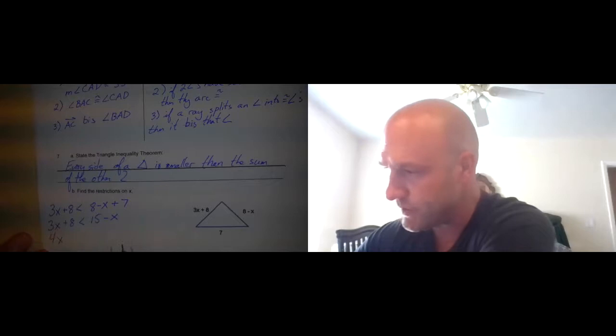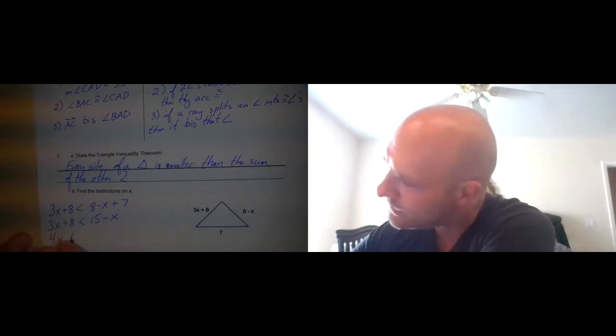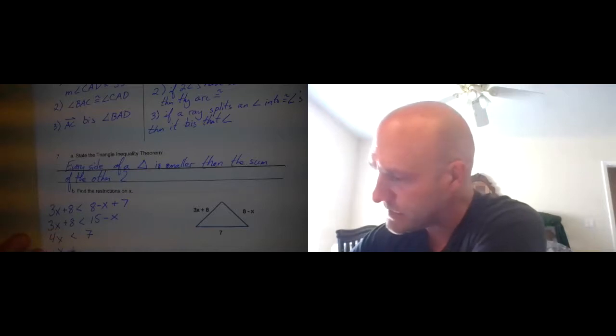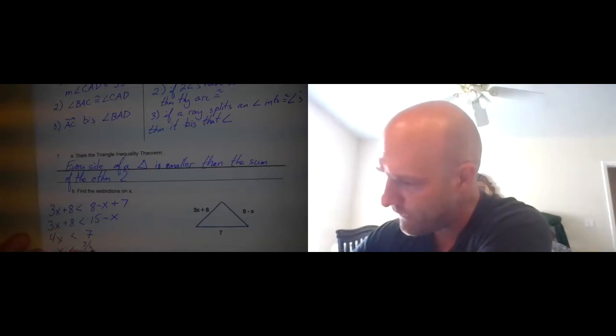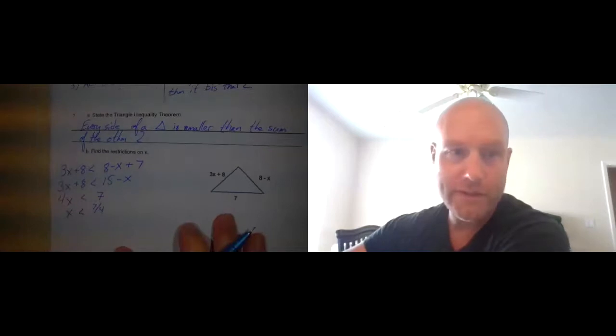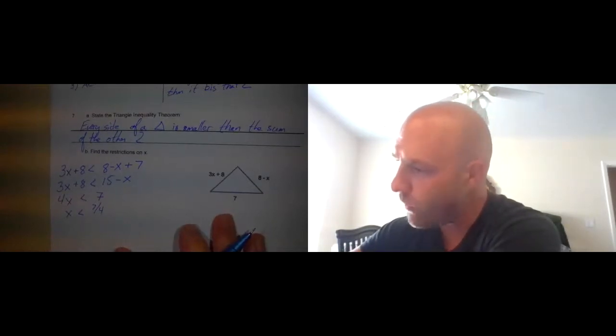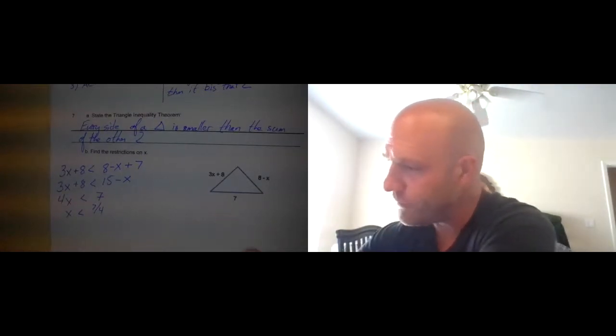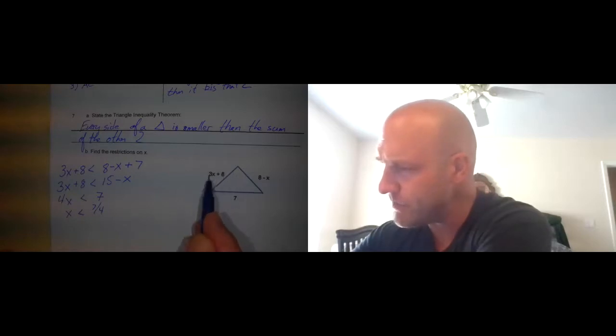4X, let's subtract that 8, is less than 7. And X is less than 7/4. Perfectly happy with 7/4, by the way. That is one possibility. What if 3X plus 8 isn't the biggest side?